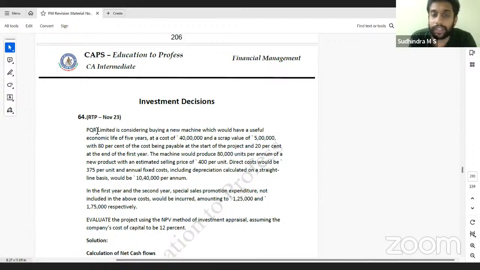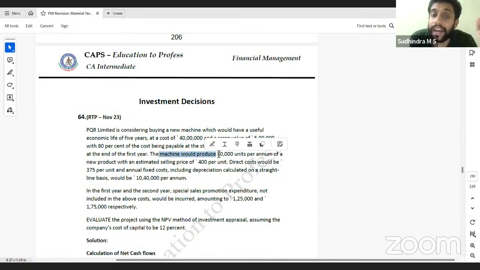PQR Limited is considering buying a new machine which would have a useful economic life of 5 years at a cost of rupees 40 lakh, scrap value of 5 lakh, with 80% of the cost being payable at the start of the project. So what would be the cash outflow at the start of the project? 40 lakh into 80%, that is 32 lakh. 80% is payable at the start of the project and 20% at the end of year 1. So there will be 2 outflows: at the end of year 0, 32 lakh, and at the end of year 1, balance 8 lakh. Correct?